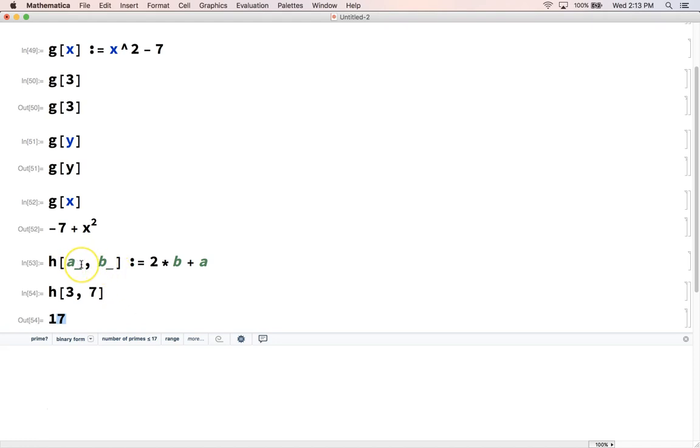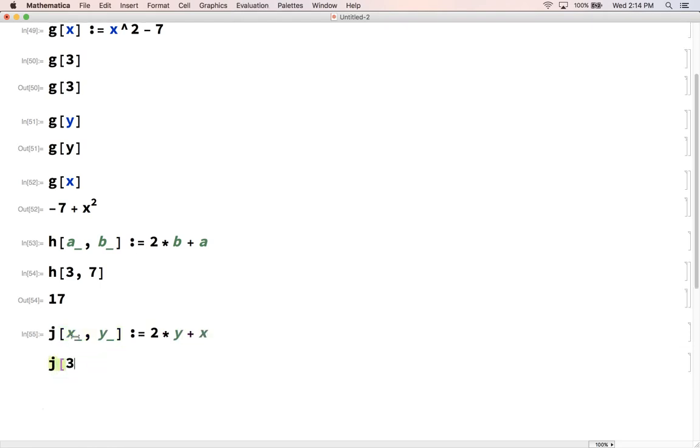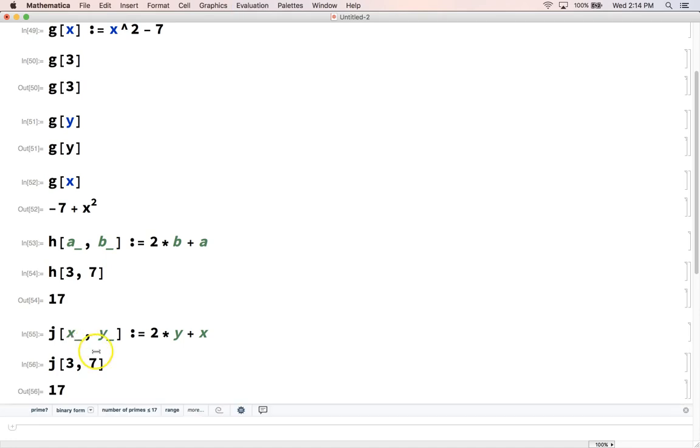So that's what the underline does. It's a pattern. It's saying, I don't care about it being called the letter a. That's just my abbreviation for saying what comes before the comma in this case. I could have called it x underscore y underscore, and then as long as I use the same letters, the y and the x over here on the right-hand side, that also would have worked. So for example, if I had done j x underscore y underscore colon equals 2 times y plus x, that's going to work the exact same way. So if I do j 3, 7, I get the same thing. So that's how this underscore works.